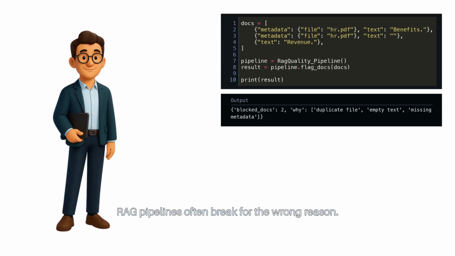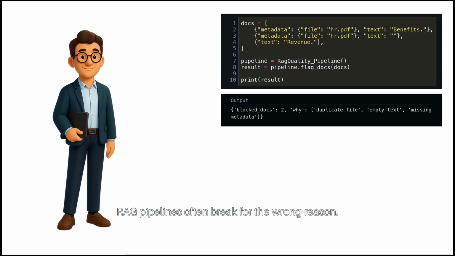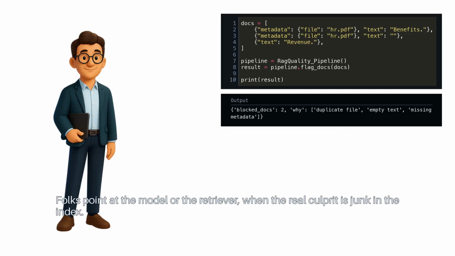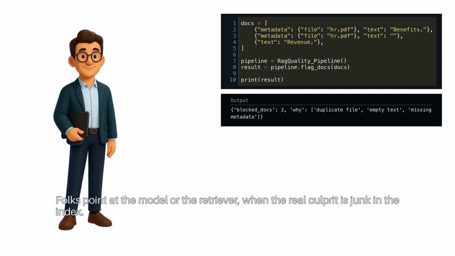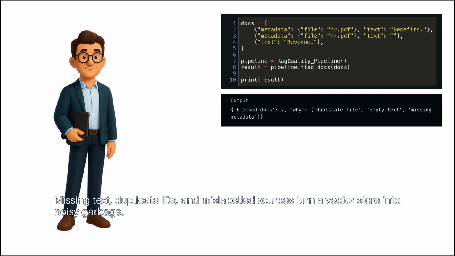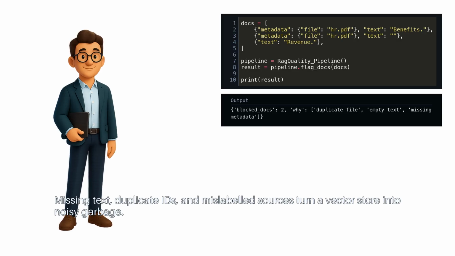RAG pipelines often break for the wrong reason. Folks point at the model or the retriever when the real culprit is junk in the index. Missing text, duplicate IDs, and mislabeled sources turn a vector store into noisy garbage.